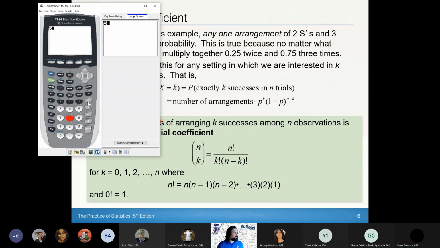So if we want to say 5, oops, it deleted my stuff because that's annoying. We'll get back. Got to put in that number first. I always forget. 5 choose 2, which is the scenario we just had. We get 10, which matches what we saw on the previous slide. If there's 5 trials, and we want to choose 2 successes, there's 10 possible ways to have 2 successes in 5 trials.